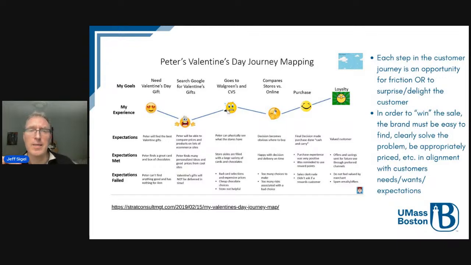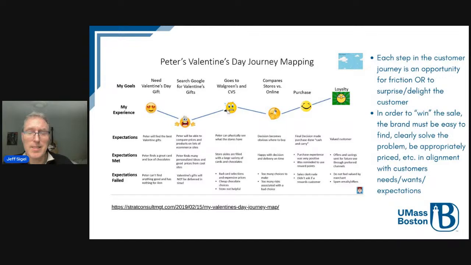And he goes through and says, "What are my goals? Well, I need a Valentine's Day gift." That's the need identification stage. And you can see he's expecting he's going to find some great options. If his expectations are met, he's hoping he'll find a great card and a great box of chocolates. If his expectations fail, he can't find anything good and has nothing for, in this case, the person he's buying it for, whose name is Anne.